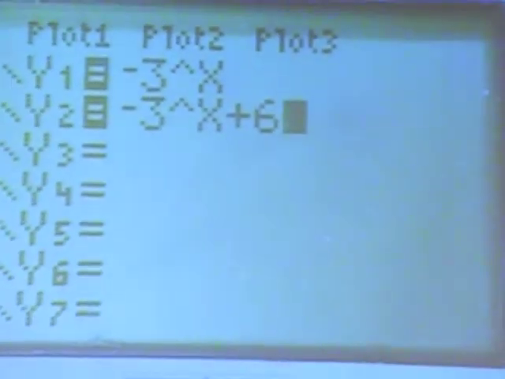Yep. Notice I didn't put any grouping symbols around it. There's negative 3 to the x. Negative 3 to the x plus 6. Anybody else? It went up. Let me see what you have.